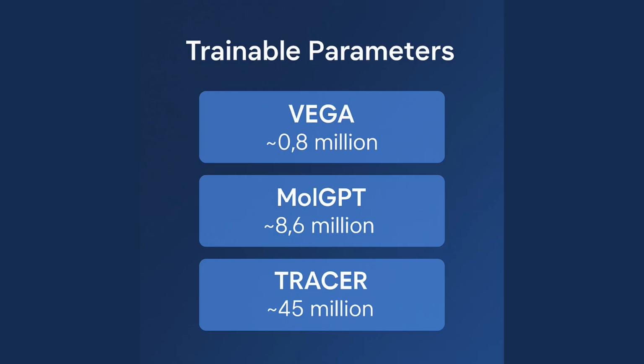Despite having under 1 million parameters, it competes with much larger models like MolGPT, which has around 8.6 million parameters, or Tracer, which goes up to 45 million. This shows just how efficient VeGA's architecture is, compact but still very powerful.